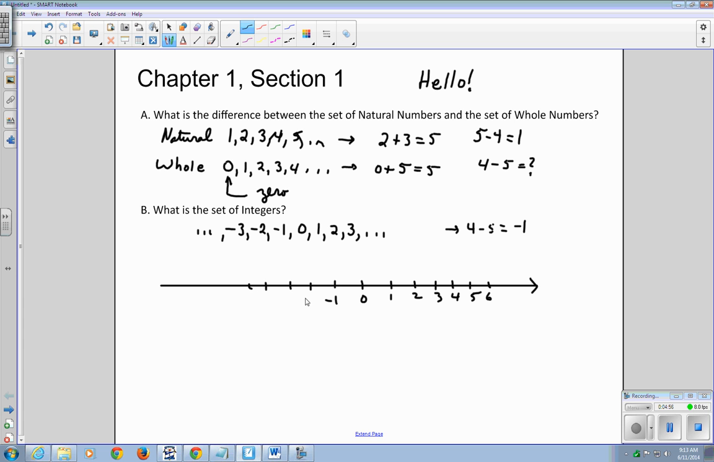And so any number that is to the left of another number is thought of as being less than the other number. So in this case, we could really say that negative 3 is less than positive 1 because negative 3 is to the left of positive 1. Any number to the left is less than any number to the right.